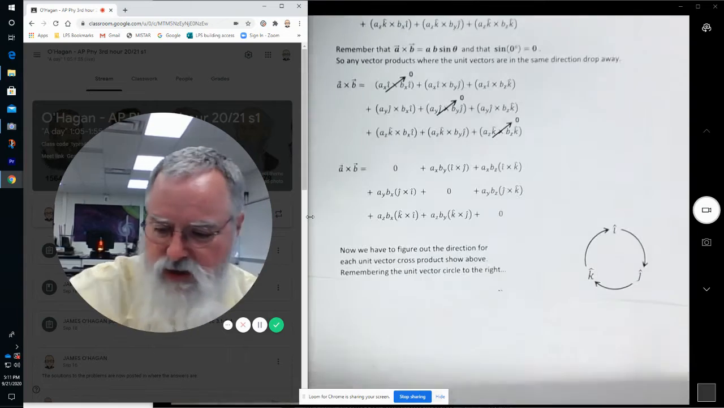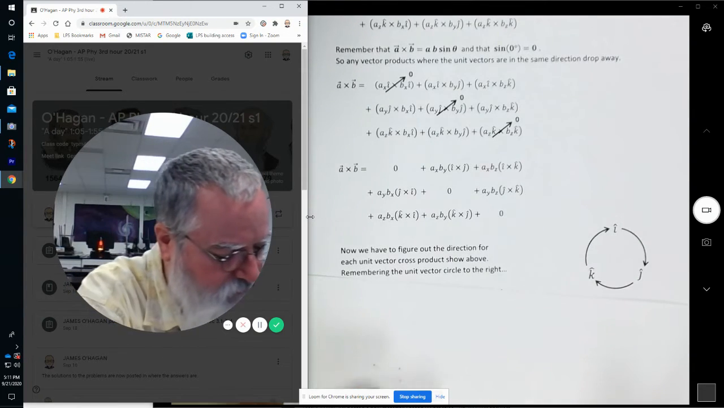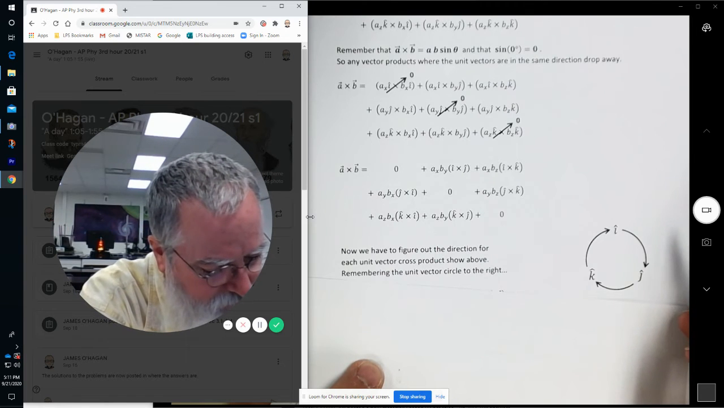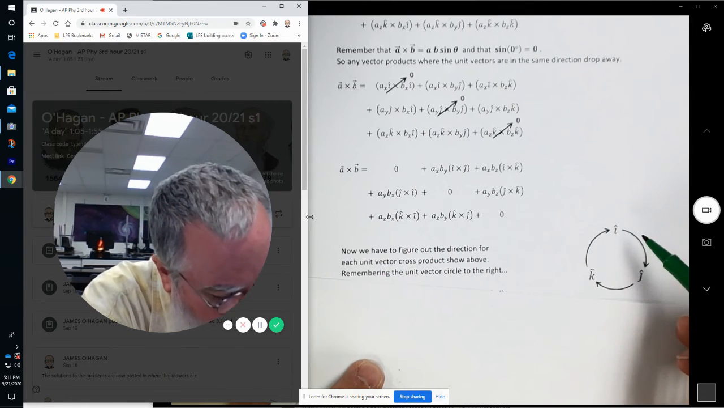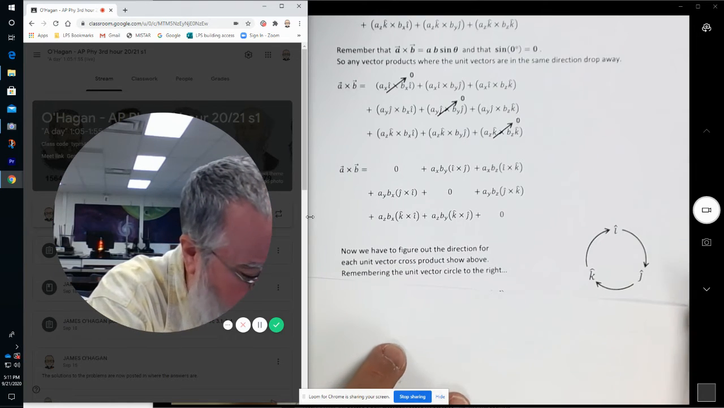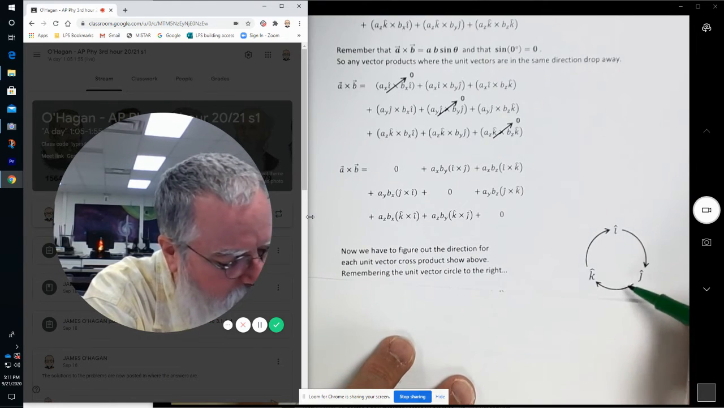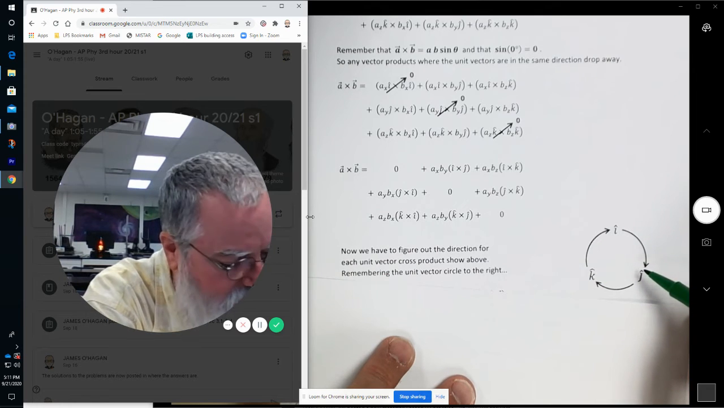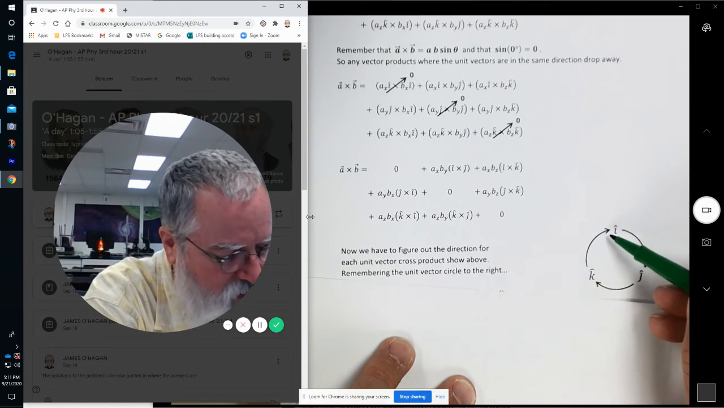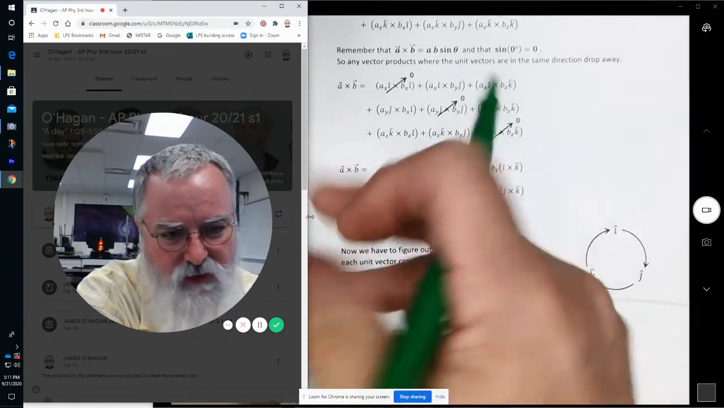Now there's a really cool way to remember this. It's this little circle here. I call it, what do I call it here? Unit vector circle. I don't know if that's a good name. But anyway, if you go in the direction of the arrows, you get positive results. So I cross J equals K. J cross K equals I. K cross I equals J. And it would work if you did your right-hand rule thing.